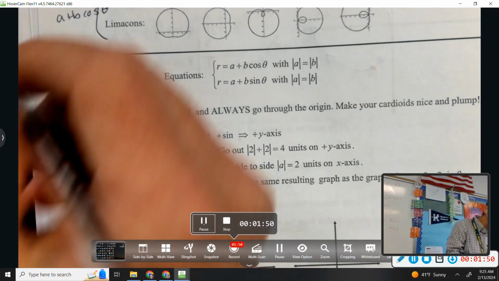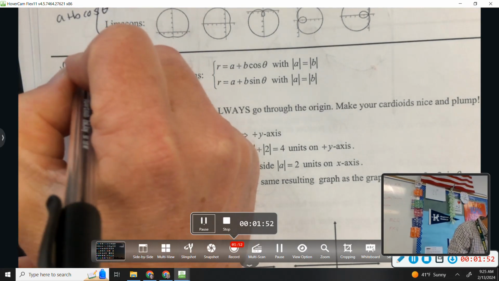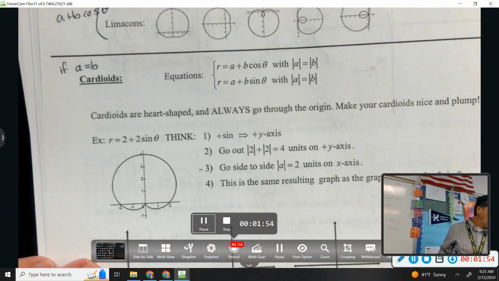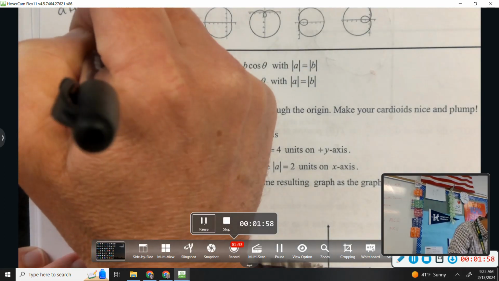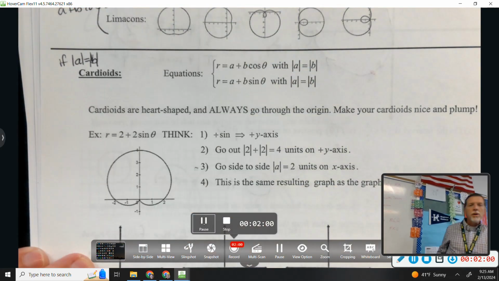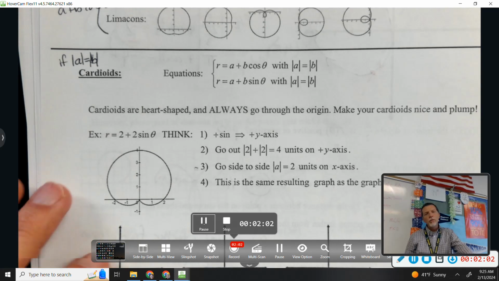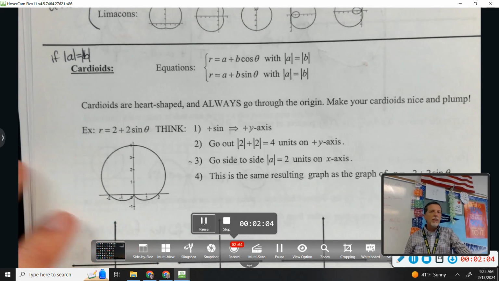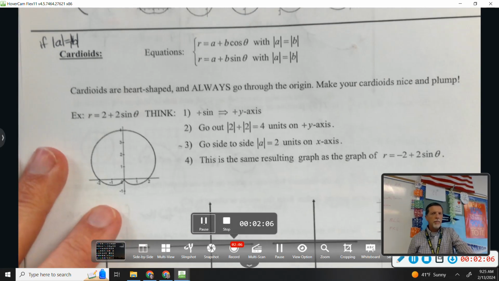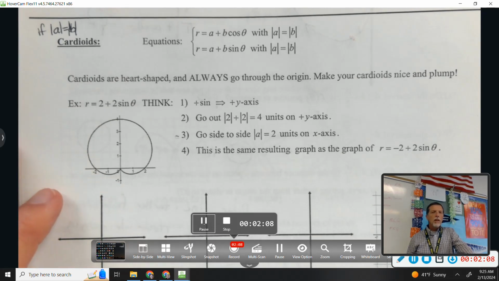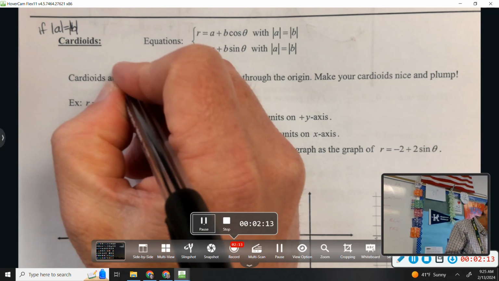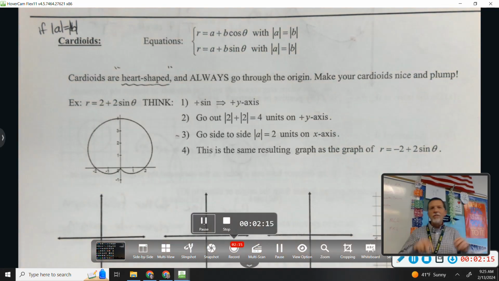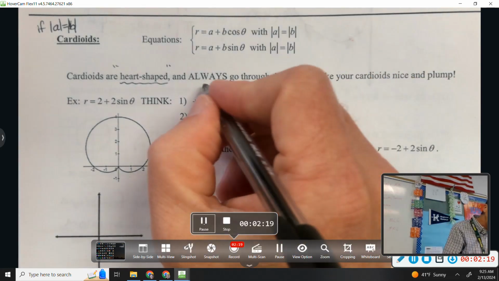So for a cardioid, this is the special case. If the absolute values of a and b are the same, because we're not really worried about the signs, then you get a cardioid. Cardioids are heart-shaped. You can put that in quotes if you like. Is that a heart or not? They do always go through the origin.